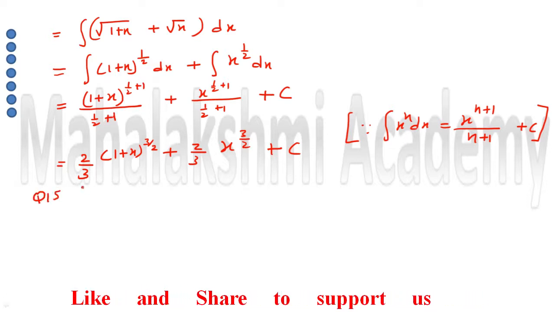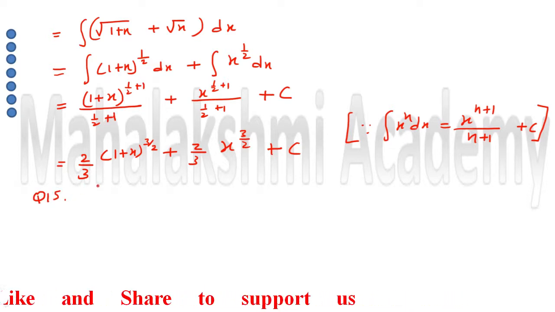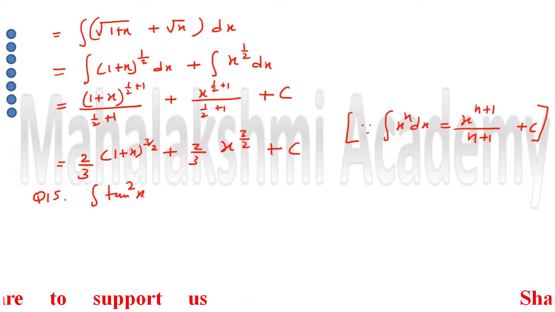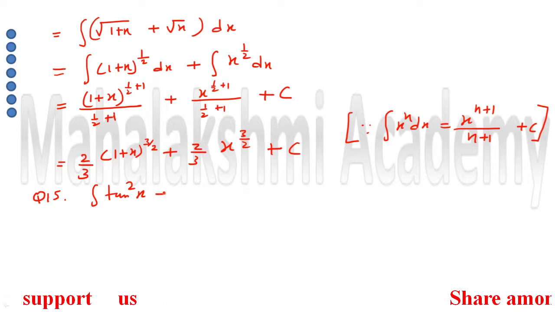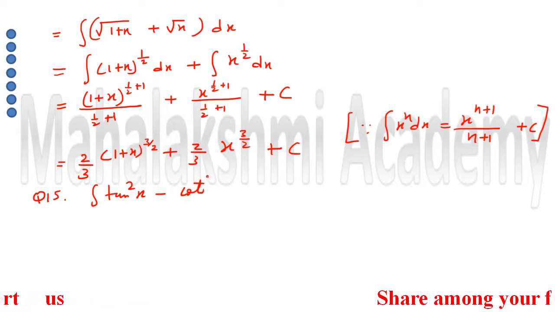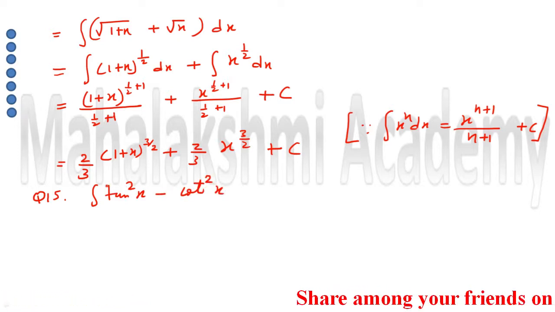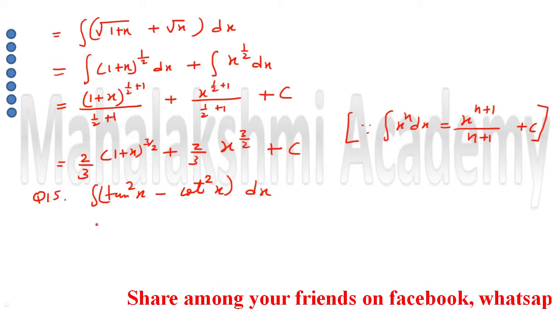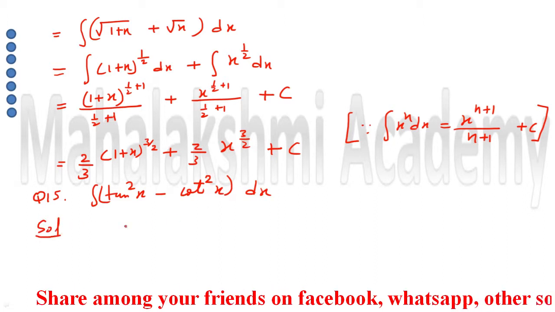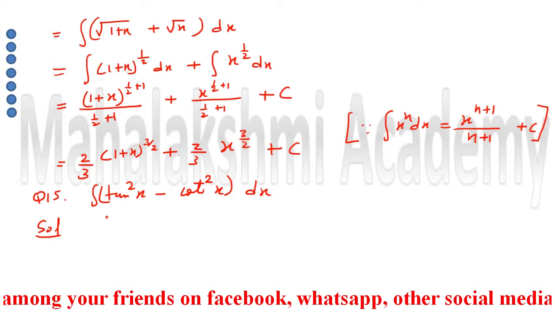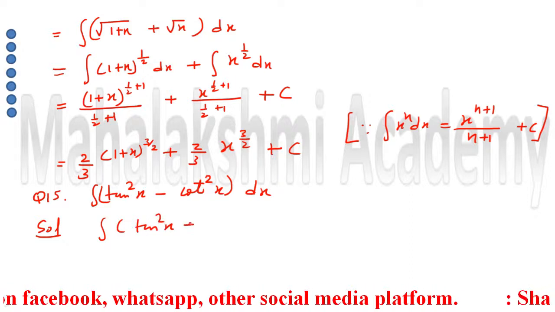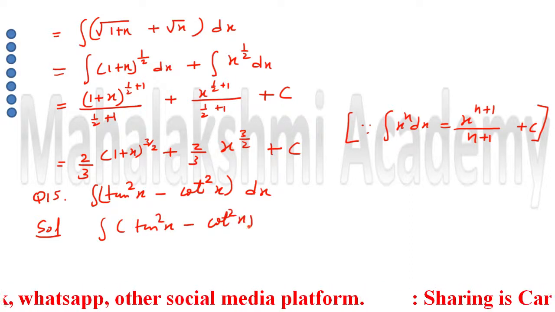Question 15 is, we have to integrate tan square x minus cot square x with respect to x. So first we will write down the question. It is going to be the integral of tan square x minus cot square x dx.